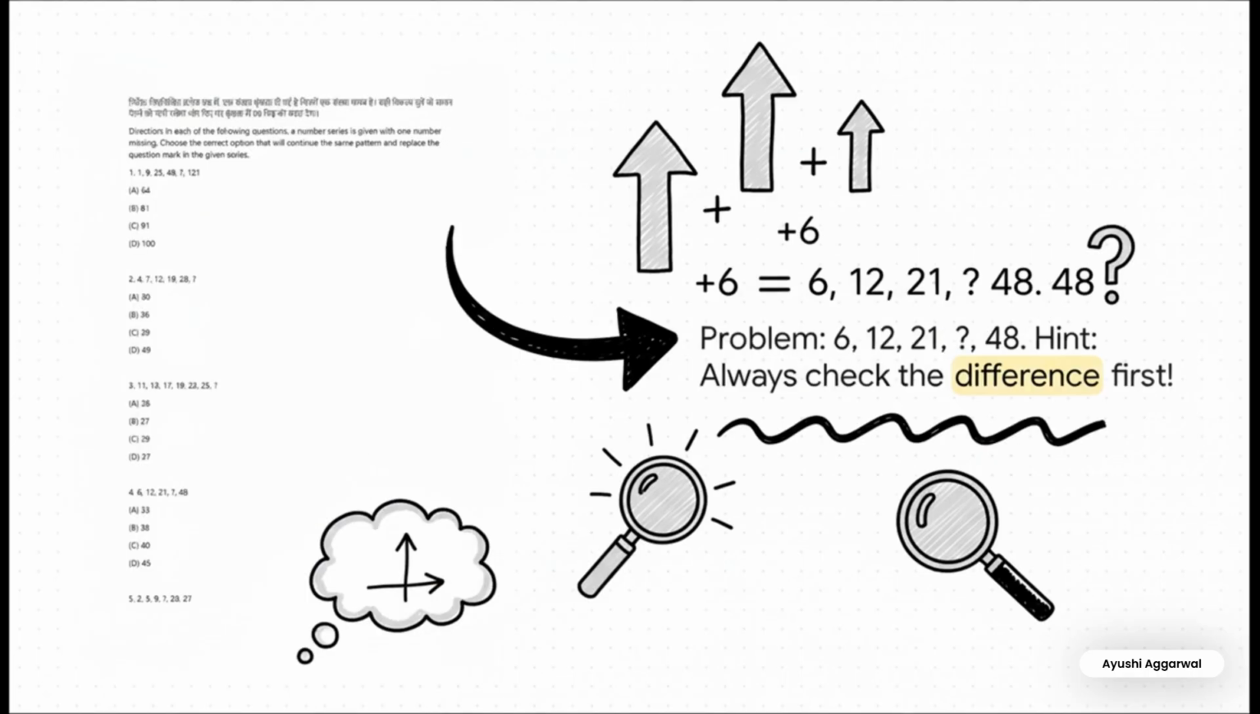Okay, let's look at our first problem. We have the series 6, 12, 21, then a question mark, and 48. Now that hint on the screen? That's not just a hint, it's pretty much the golden rule of number series. Whenever you see a series, the very first thing you should do is check the difference between the numbers. So let's apply that right now.